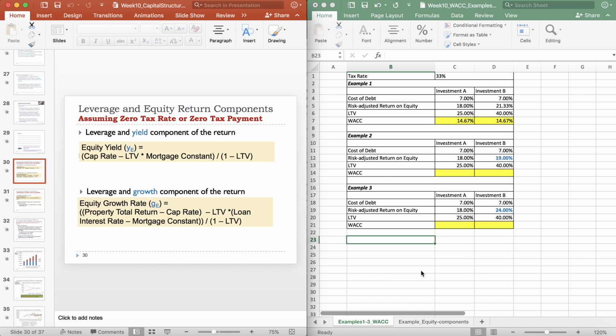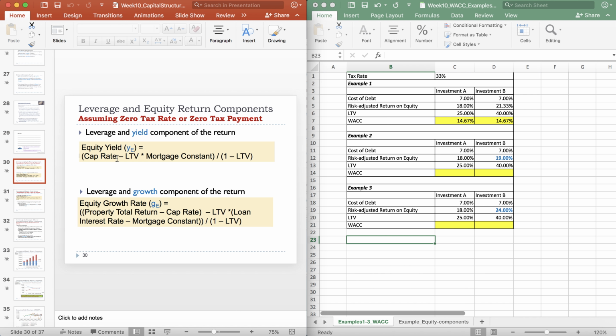For equity return components, especially for property investments, it's very important to understand we have two equity return components, equity yield and equity growth rate. For property investments, under its formula, the equity yield is more about the part from rental income, because cap rate captures the information of rental income.